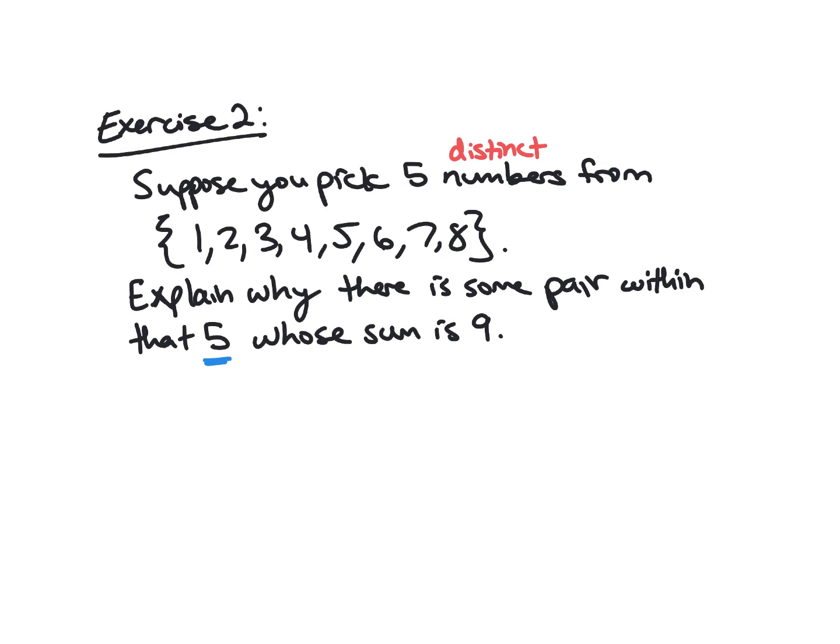So in this case, you want 4 boxes, right? Because if you have 5 things going into 4 boxes, then you want to fit at least 2 into 1 box. So that's what the pigeonhole principle would say. So your real challenge here is to find what 4 boxes make sense for this problem.